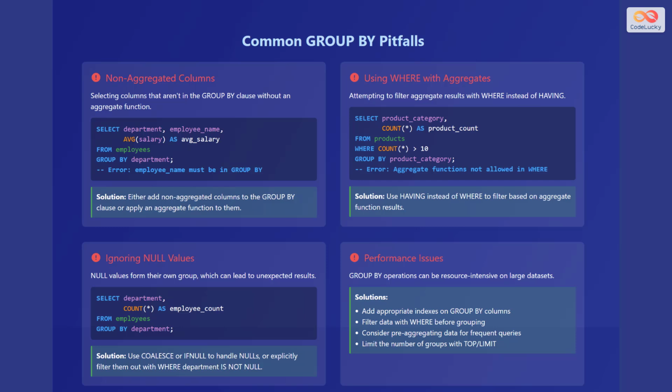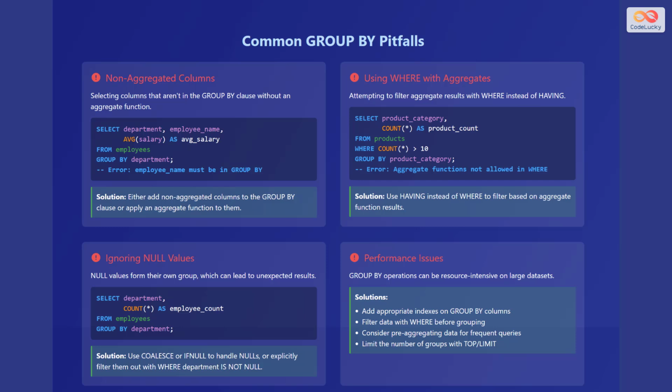The next pitfall is using where with aggregates. Avoid attempting to filter aggregate results with where instead of having. To solve this, use having instead of where to filter based on aggregate function results. The next pitfall is ignoring null values. Note that null values form their own group, which can lead to unexpected results. To solve this, use coalesce or if null to handle nulls, or explicitly filter them out with where department is not null.